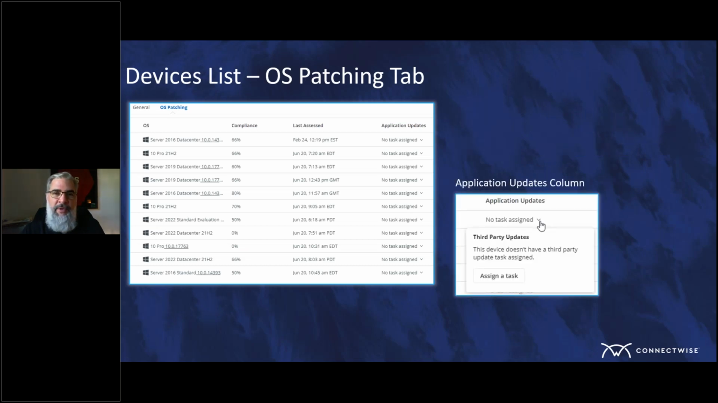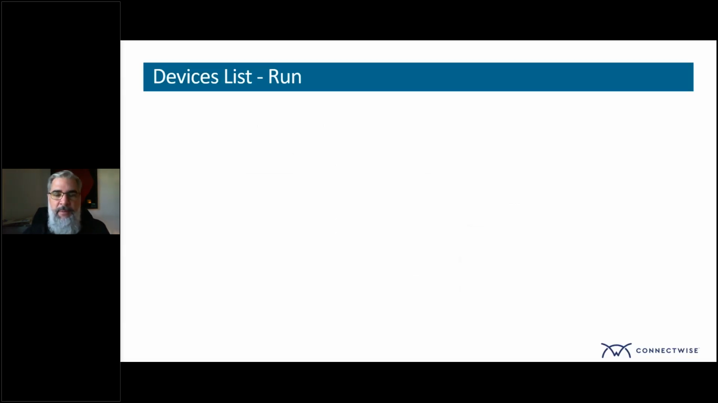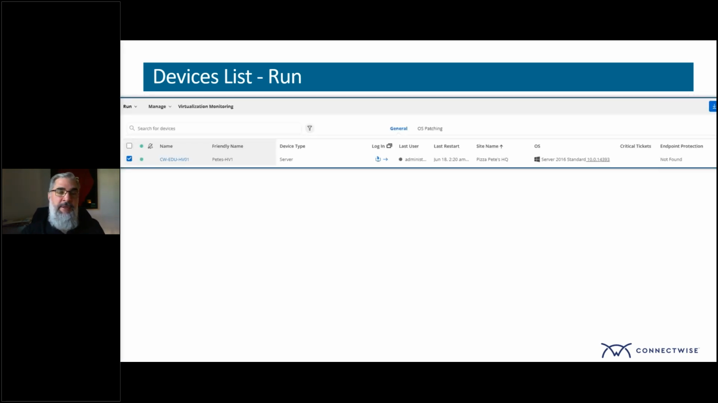That last column over there on the right for application updates, I can click on that for the drop down there. And if I want to assign a task for third-party patching, I'll do that right here. Pretty straightforward. Still in my devices list, this is where I check the checkbox to the left of that device so that when I click on the run box at the top, that's going to allow me to run a task on it.